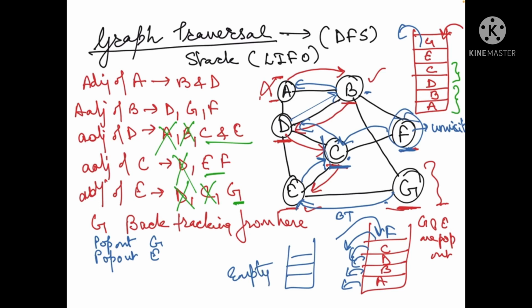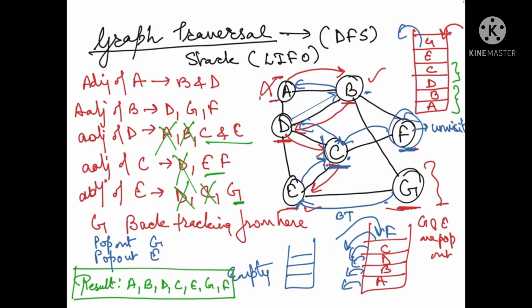Once your stack is empty, the result which we obtain over here will be A, B, D, C, E, G and F. Why? Because after G, F was pushed in. So the only difference is you have to do the concept of backtracking over here.